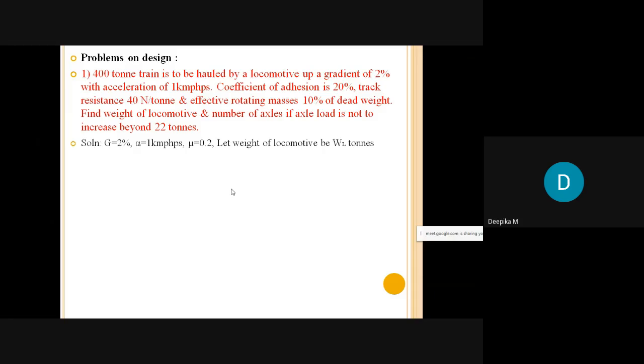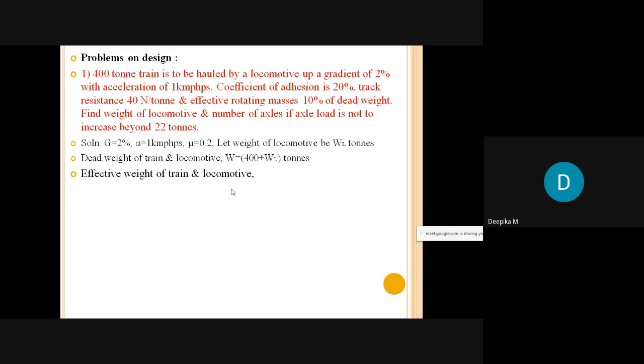I'm denoting the weight of the locomotive as WL, and we are going to take the dead weight of the train and locomotive together. Here we are not going to take only the dead weight of the train, because in some of the earlier problems related to specific energy consumption, the weight of the locomotive was not required. But in a designing problem like this we require the weight of the locomotive also. So the dead weight is the total sum of the weight of the train and the weight of the locomotive. Hence it will be 400 plus WL tons. So this is the dead weight.